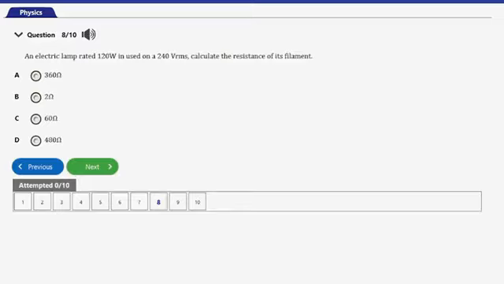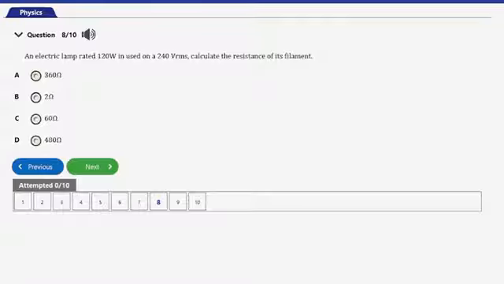It says, an electric lamp rated 120 watts is used in a 240 volts root mean square. So calculate the resistance of its filaments.